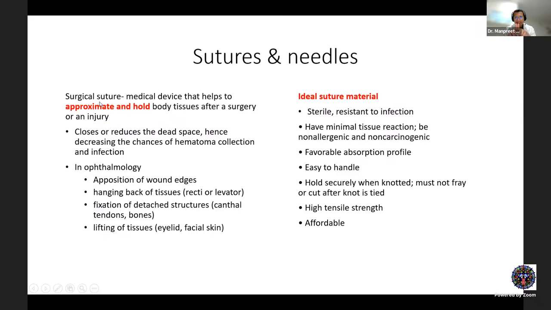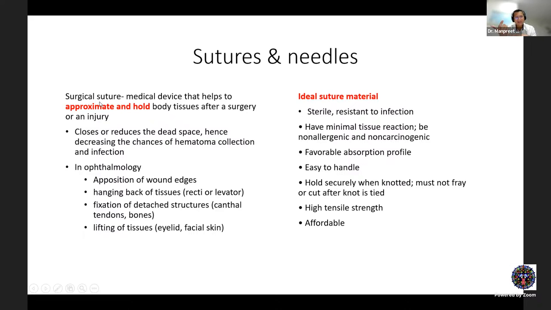If there is no dead space underlying the skin or any muscle which you have sutured, then there are no or very little chances of collection of hematoma and subsequently any development of infection over there. So in ophthalmology, what we use sutures for is apposition of wound edges. Corneal wound of a child, try to suture with 10-0 or 9-0 Vicryl.